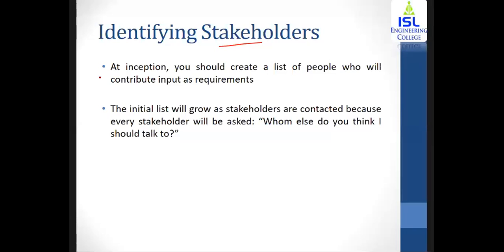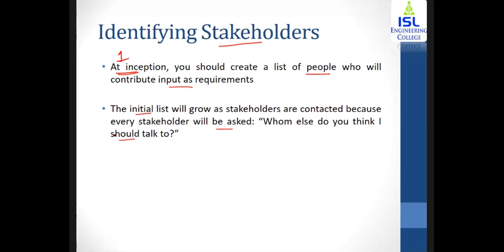Now, coming back to identifying the stakeholders. At the inception phase, it is the first task within the requirement engineering tasks. At the inception phase, you create a list of people who will contribute input as requirements. So we have seen the different stakeholders. Now, when you identify all the stakeholders, you're going to identify what each of the stakeholders wants within the software. Initially, the list will grow as stakeholders are contacted, because every stakeholder will be asked, who else do you think I should talk to?